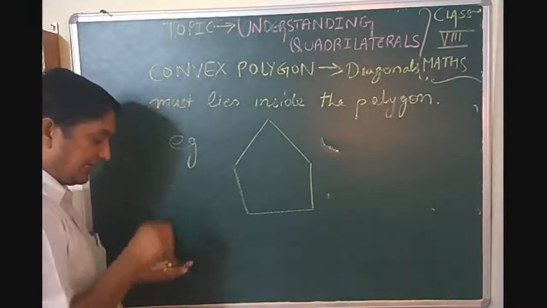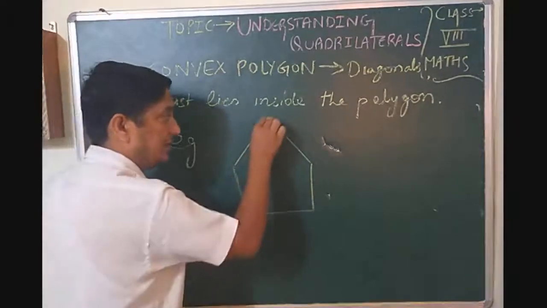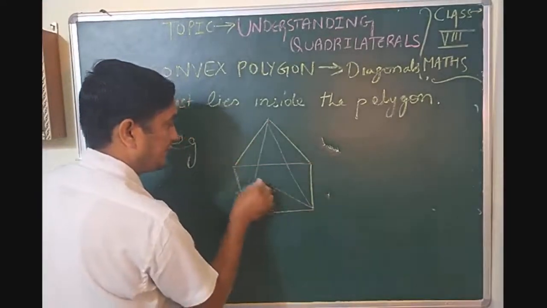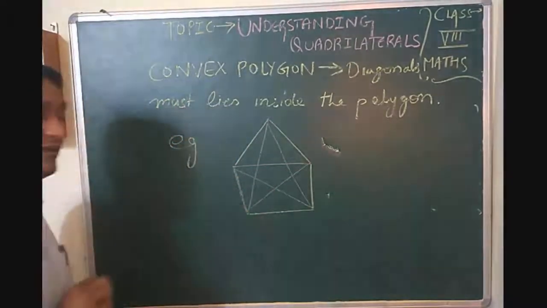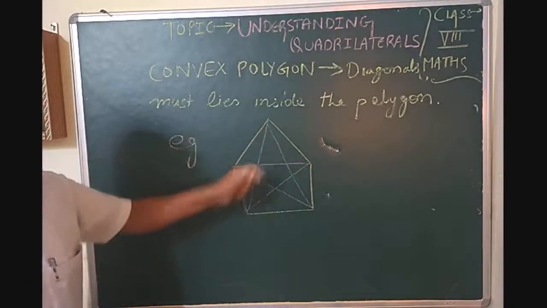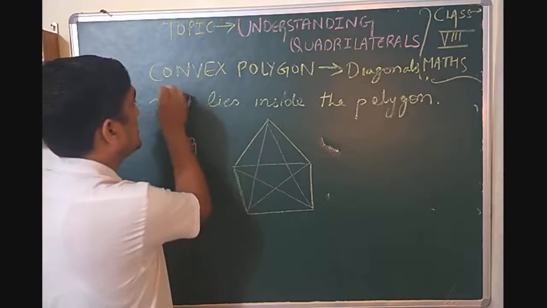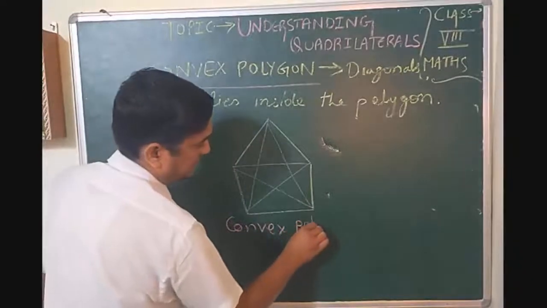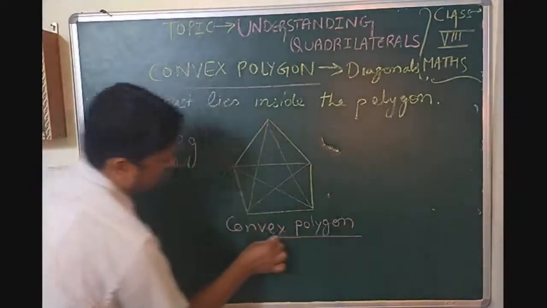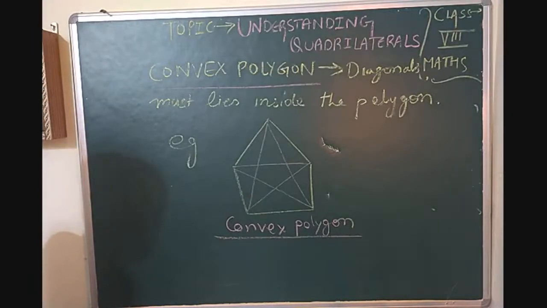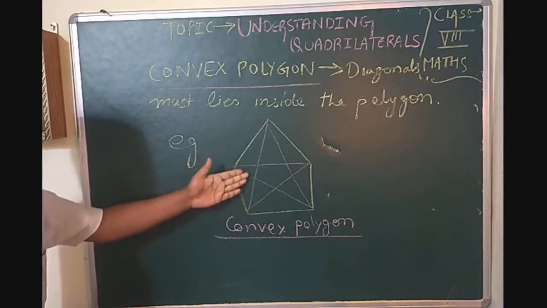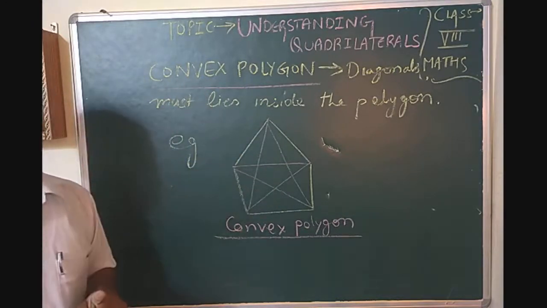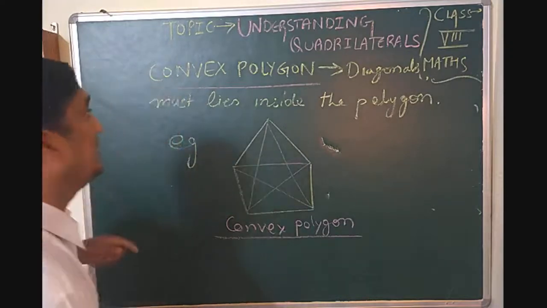This is a pentagon, a polygon, in which this is one of the diagonals, this is the second diagonal, this is the third diagonal, this is the fourth diagonal, and this is the fifth diagonal. All diagonals lie inside the polygon. So this is called what? Convex polygon. And children, on the other hand, if any one of the diagonals lies outside it, they term it concave polygon.